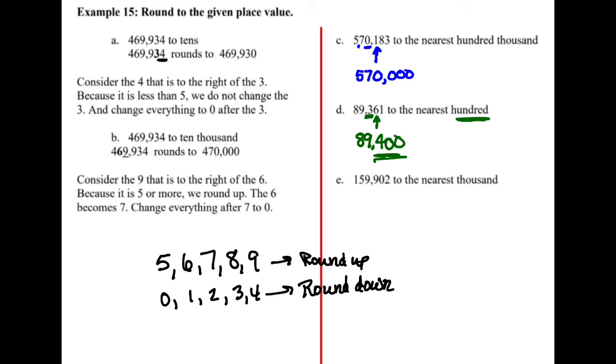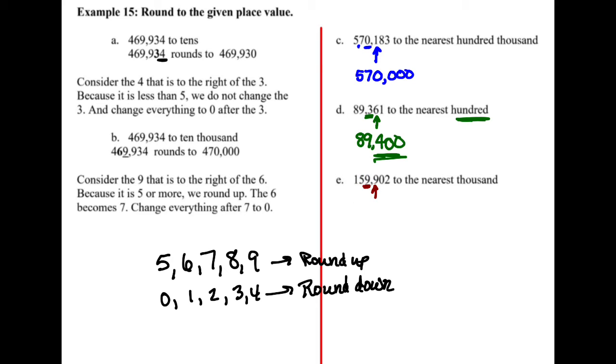And the last one, we want to go to the nearest 1,000. So I'm going to round it to that 9, which means we look at the 9 after it. Okay, 9 is in the large numbers, so it rounds up. Okay, so now we want to find out, rounding up, what to do. So you would add 1 to the 9, but that would make it a 10, right?